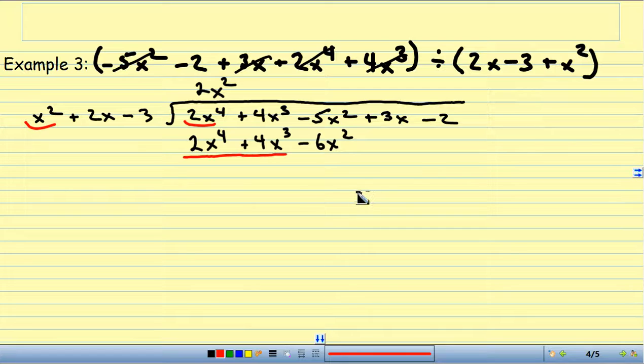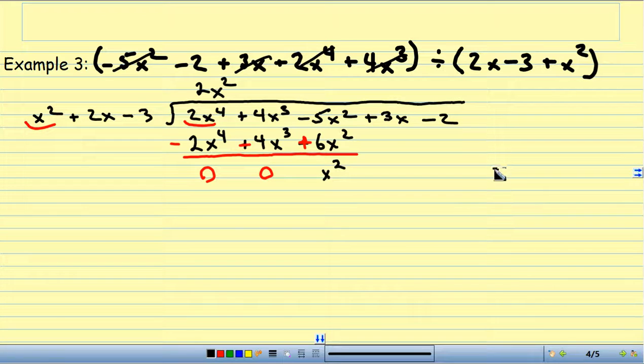I am going to add them together, but I changed my signs. Negative, negative, positive. Cancels out, gives me a 0 for the leading term. Yay, I know I'm doing it right. Gives me a 0 for this one, not a problem. And now I have negative 5x squared plus 6x squared. That's going to be x squared.